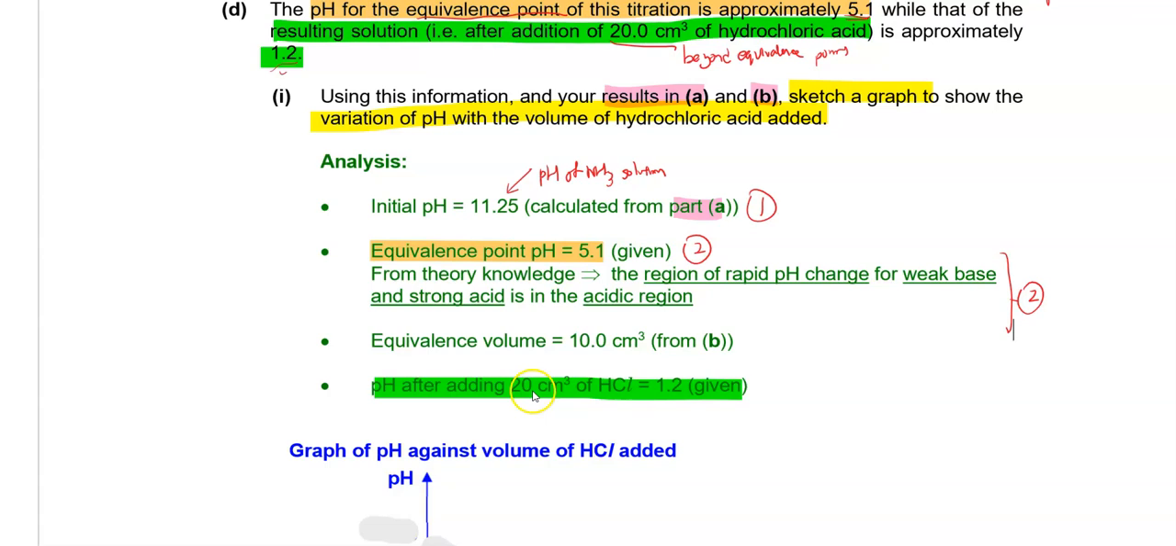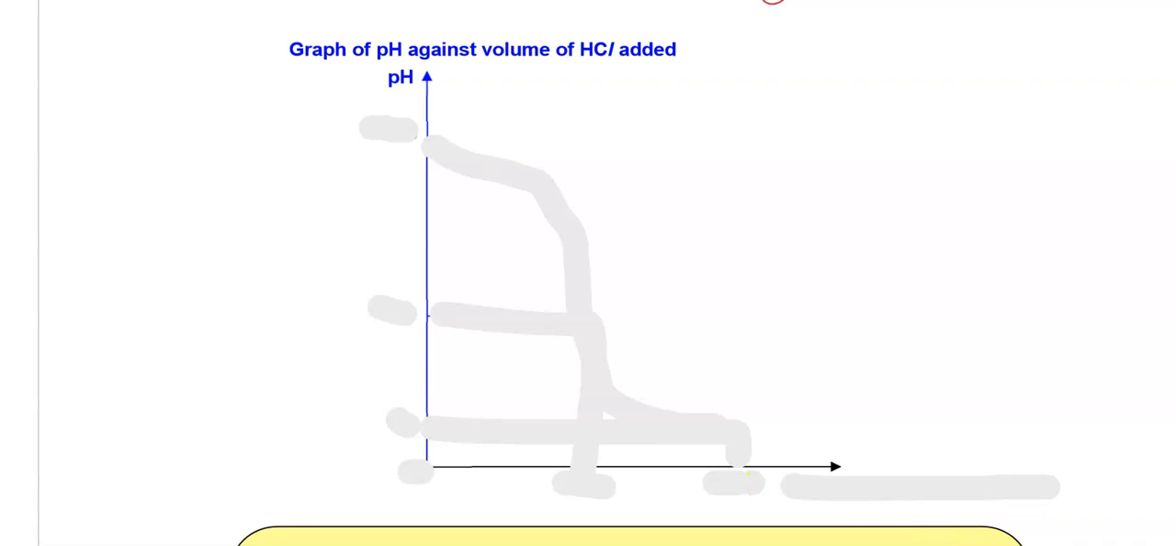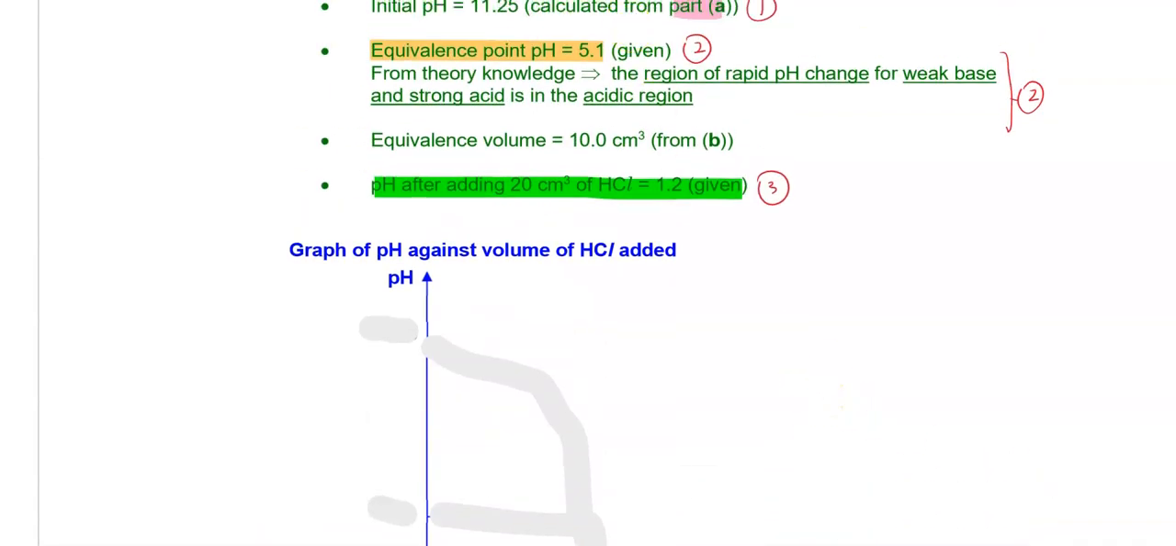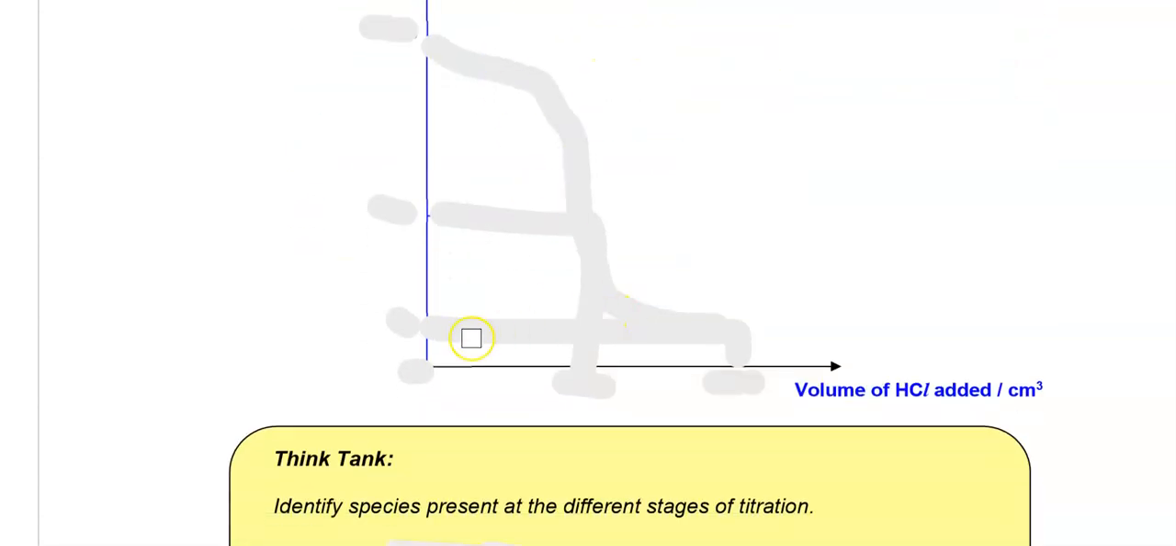And then the pH after adding 20 cm cube of HCl is 1.2, which is given in the question over here. That's our point number 3. So in this case, we have 3 points to indicate on the graph. Having pH against volume of HCl, the 2 specific volumes of HCl we're looking at are 10 cm cube and 20 cm cube. So let's have 0, 10, and 20.